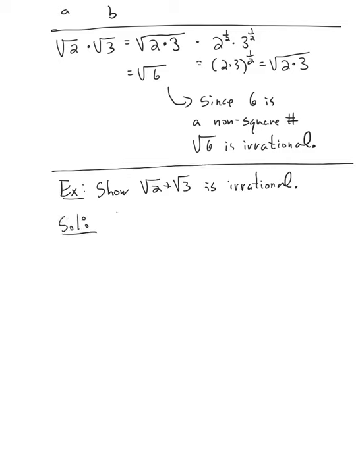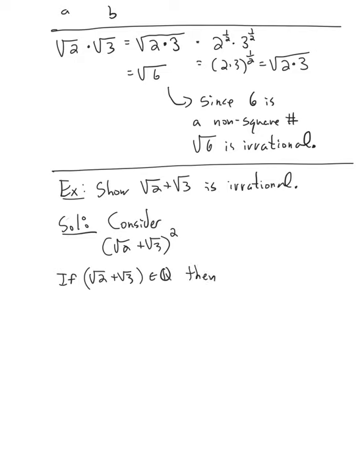So, let's consider the following. Square root 2 plus square root 3 squared. So, square root 2 plus square root 3, it's either rational or irrational. So, if square root 2 plus square root 3 is indeed rational, if you can write it as a fraction, then, well, we're multiplying two fractions. So square root 2 plus square root 3 squared should also be a rational number. Rational times rational gives you a rational. But let's look at this.